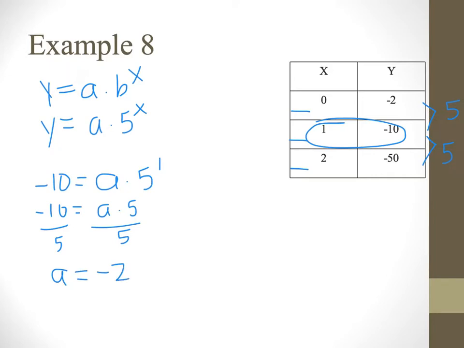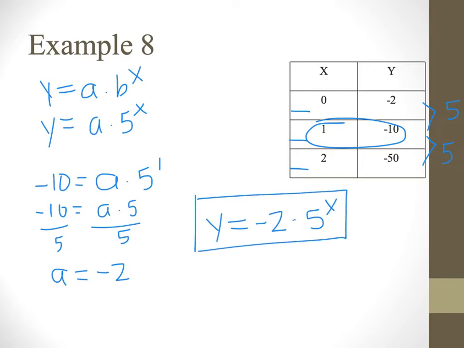So now I have y equals -2 times my b value, which was 5, and we'll raise that to the power of x. And now I have my exponential function written. Again, I highly encourage that you double check your work. So without writing it down, if I plug in the point 2 for x, 5 squared is going to give me 25, and 25 times -2 will give me the -50 that this point predicts. So that means we're probably on the right track.